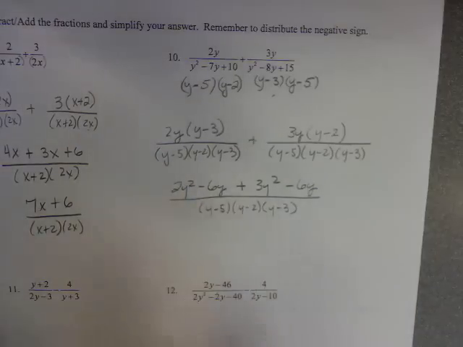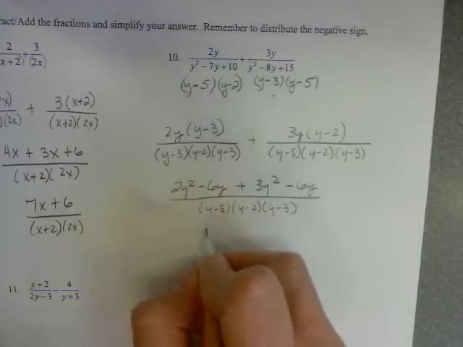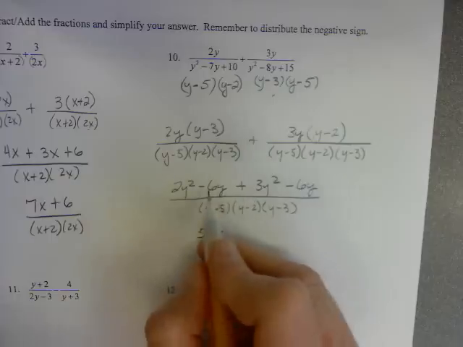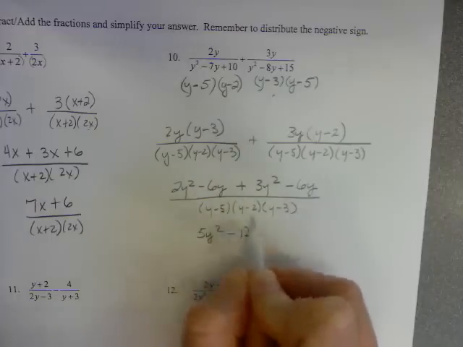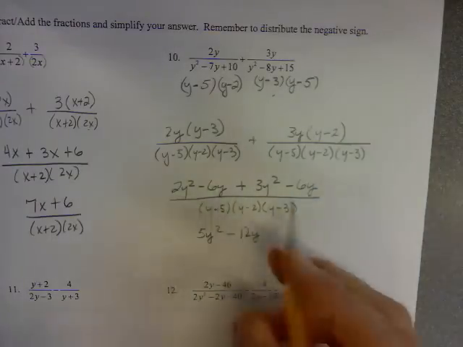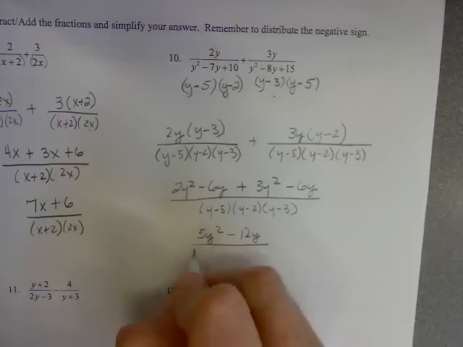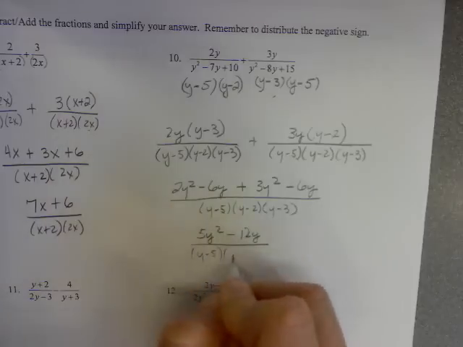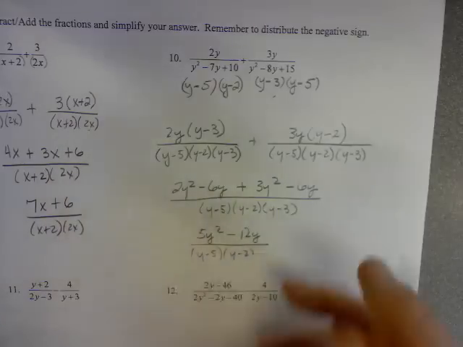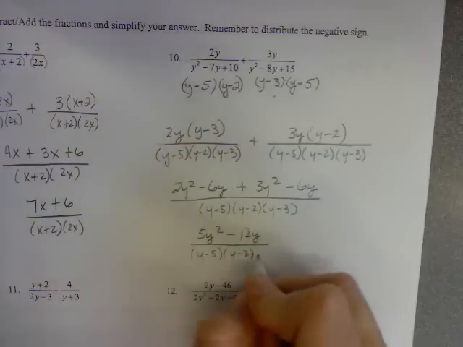The 2y squared and the 3y squared are like terms. That becomes a 5y squared minus 12y. These two add together to negative 12y. And we can write that over y minus 5 times y minus 2 times y minus 3.